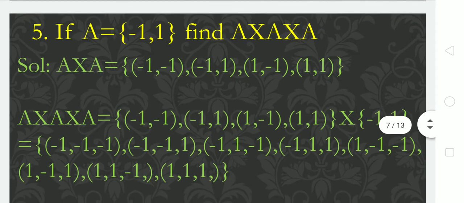If A is equal to {-1, 1}, find A cross A cross A. Now here we have to make the ordered triplets from A only. So first A cross A is {(-1,-1), (-1,1), (1,-1), (1,1)}. Then the Cartesian product of the same set, that is {(-1,-1), (-1,1), (1,-1), (1,1)}, cross {-1, 1}.